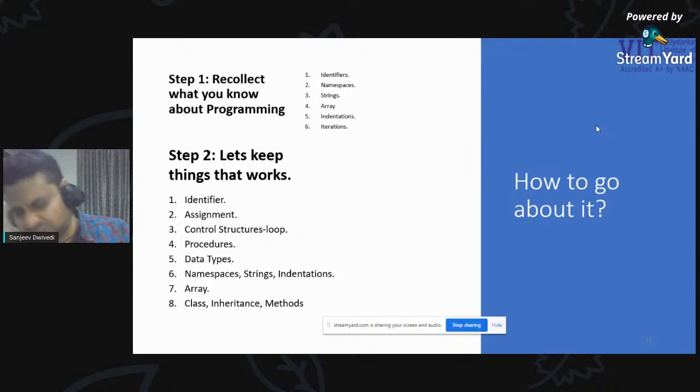I mean, this is in broad terms. I'm trying to make you visualize how you can move on. So first we have identified what we know: we recollected everything we know, and then we try to identify the things that will work.